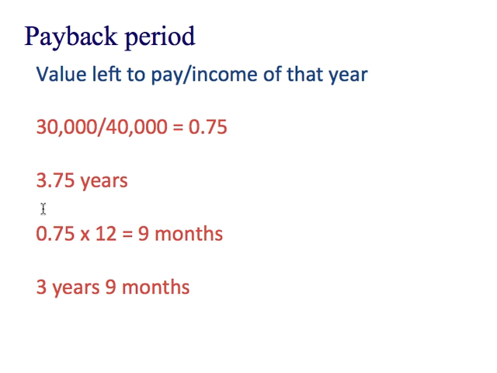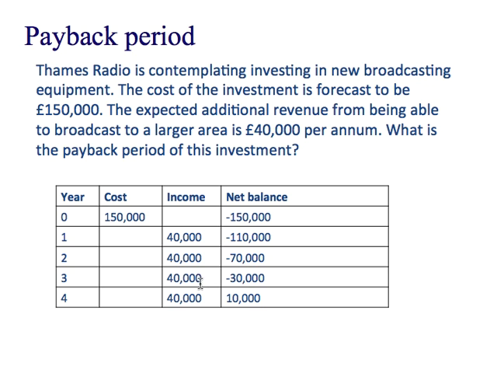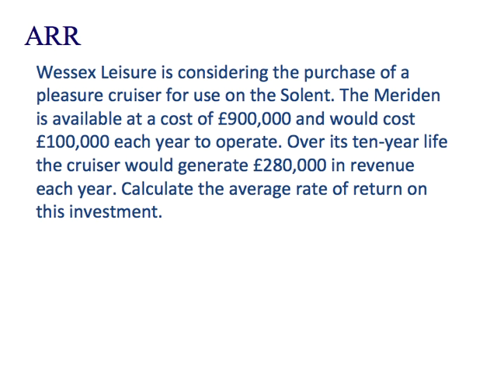But I always like to put things in years and months, because we don't work in 0.75 of a year. So you take your number, 0.75, times it by 12, because there's 12 months in a year. So we get 9 months. So 3 years and 9 months for that one. And remember, we got the 3 because we saw that was the last year that we had a negative balance there. Okay, so let's look at the next method, average rate of return.